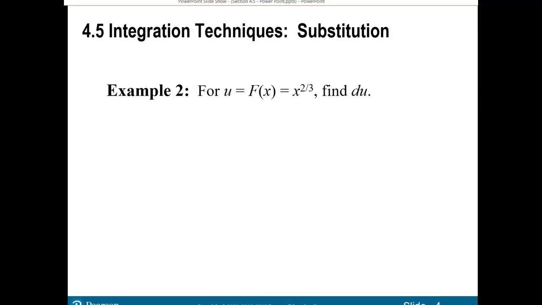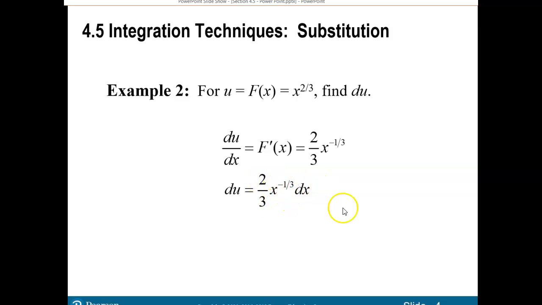Okay, let's try another one. For u equals x to the 2/3, find du. If u is x to the 2/3, du over dx means the derivative. So 2/3 x, subtract 1 gives me negative 1/3. Multiplying both sides by dx means du is 2/3 x to the negative 1/3 dx. So it's differentiating the function, calling it the derivative of the function with respect to the variable, and then moving the denominator of that notation to the other side.